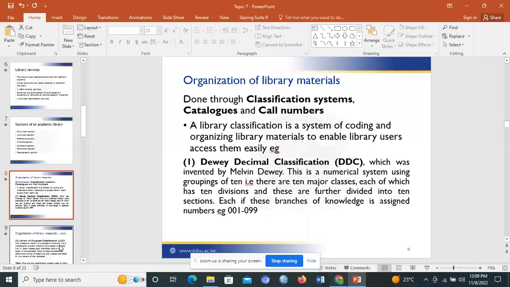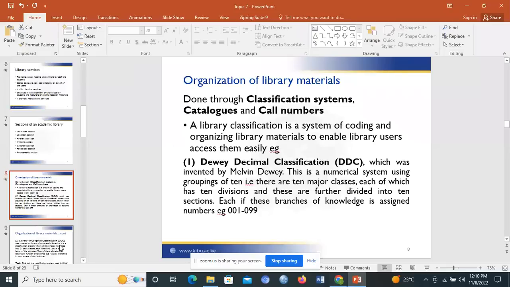So a library classification system is a way of coding and organizing library materials to enable easy access. So it's a system of coding. And we have a number of classification systems, but the 2 most common are, number 1, the Dewey Decimal Classification, which is also abbreviated as DDC.